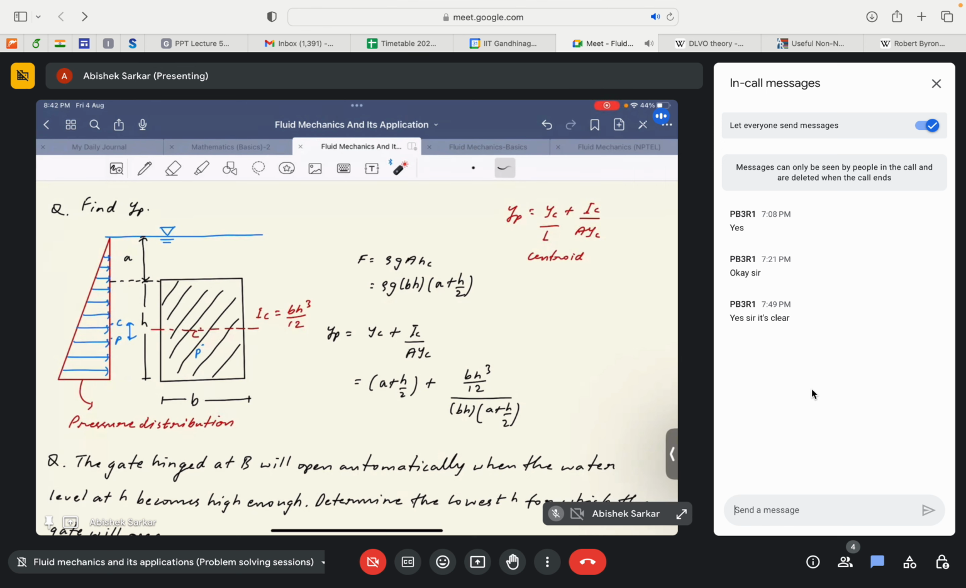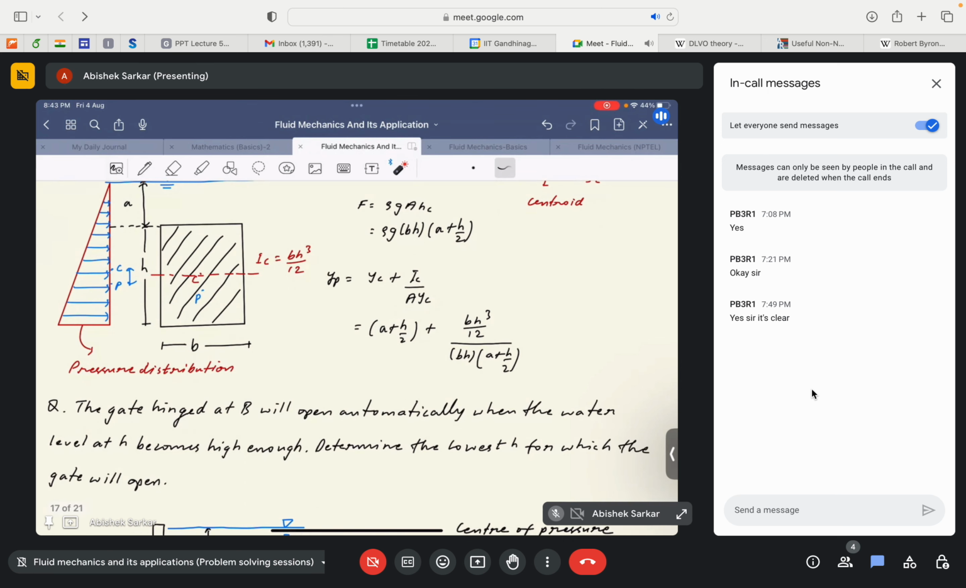A, the area of the plate, is given by BH, the breadth and the height of the plate, and HC, the center of gravity, is given by A plus h by 2. Why A? Because we need to consider the center of gravity from the free surface. Okay. So it is being kept at a certain depth A, so we need to take into consideration A plus h by 2, right, which gives the location of the center of gravity. So F is given by rho g bh times (A plus h by 2).